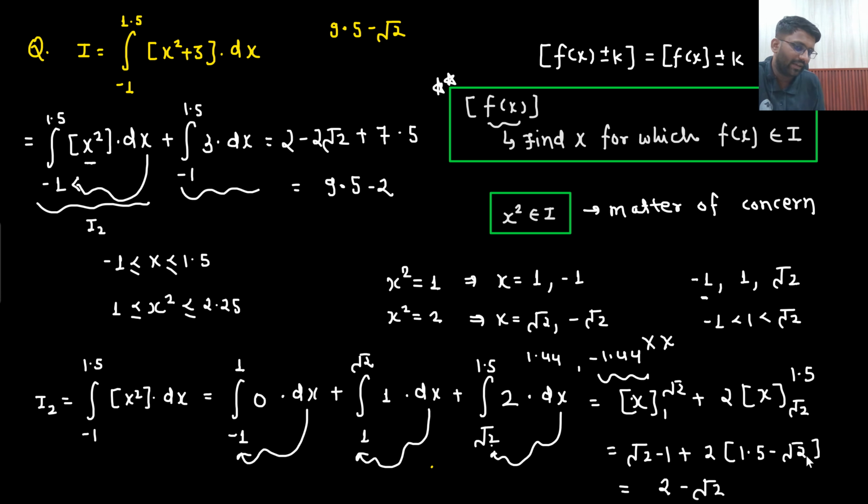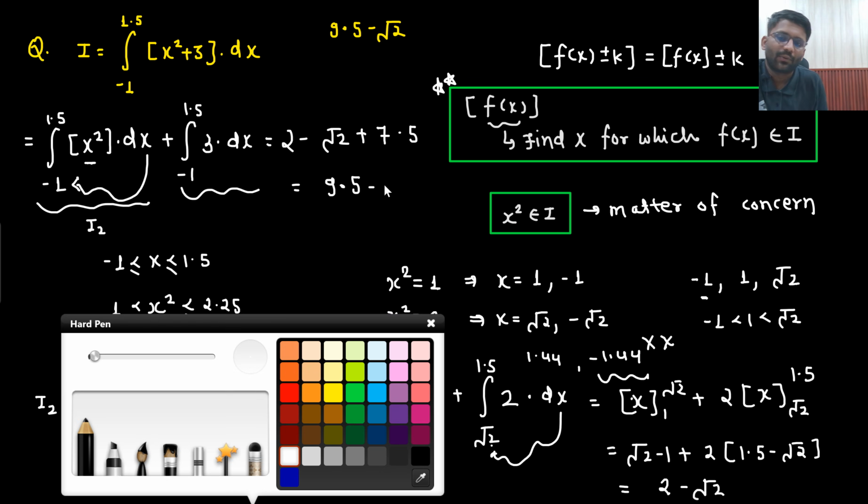Okay, this was minus 2 under root 2 plus under root 2 was also there, no? Right? So minus 2 under root 2 plus under root 2 will become minus under root 2 only. So here you need to write down under root 2. So 9.5 minus under root 2 is the answer.